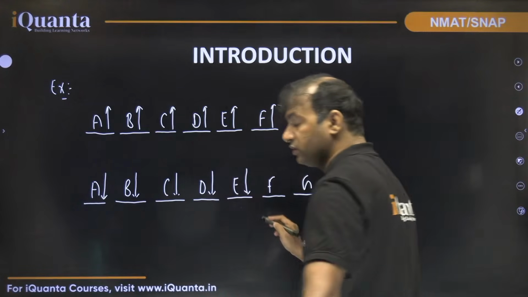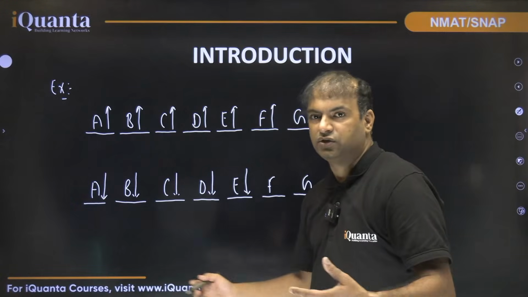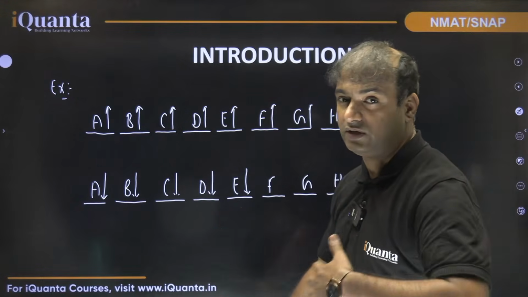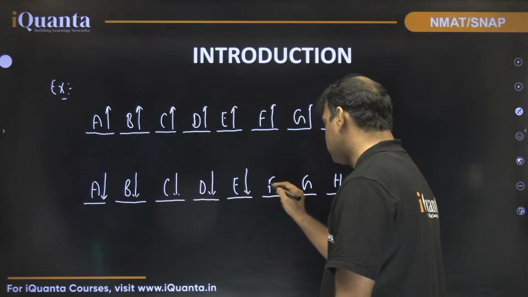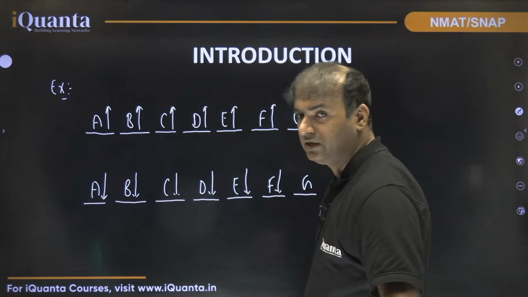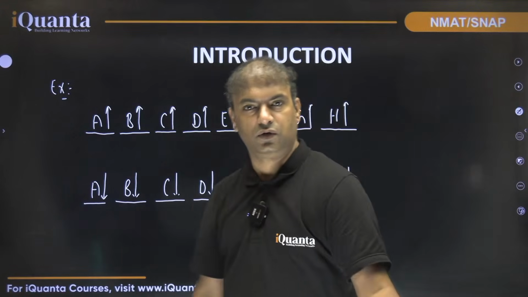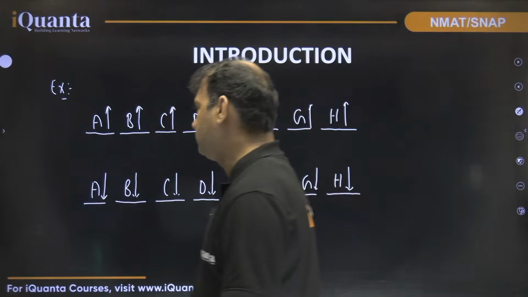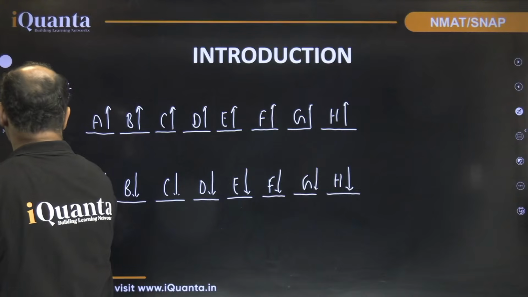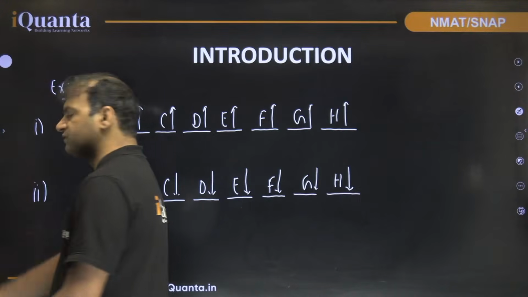By the way, there can be more scenarios as well. It can also happen that some of them are facing north and some of them are facing south. This can also happen, but we'll discuss that scenario later on. Right now we are discussing the scenario when either everyone is facing north or everyone is facing south. So this is the first case when everyone is facing north, and this is the second case when everyone is facing south.